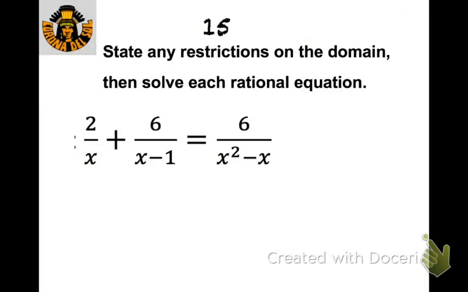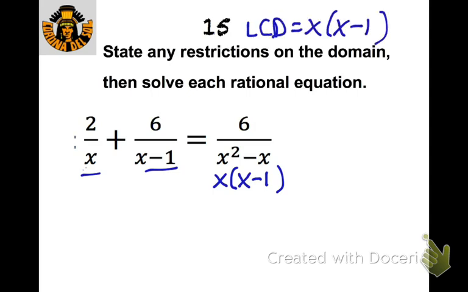All right, this one, we probably want to factor the bottom right one. So this would be x and then x minus 1. Good news, that's exactly what these two factors are. So the least common denominator will be x times x minus 1. So we're going to multiply everything by that. So this gets x times x minus 1.